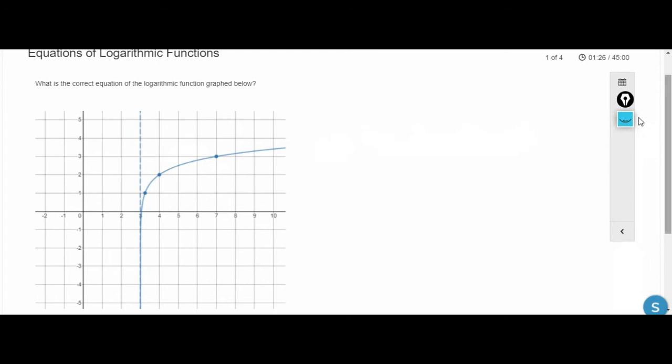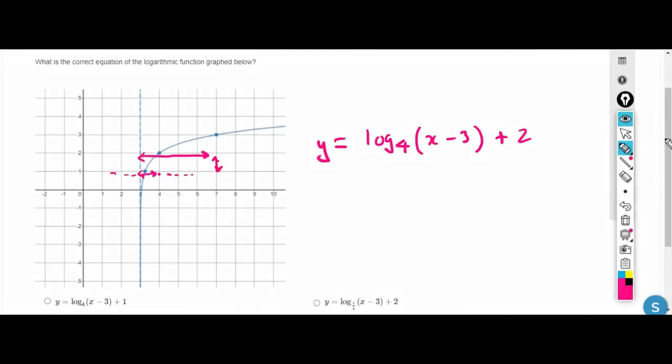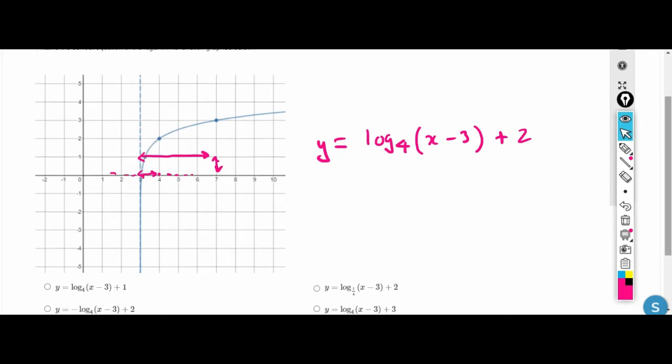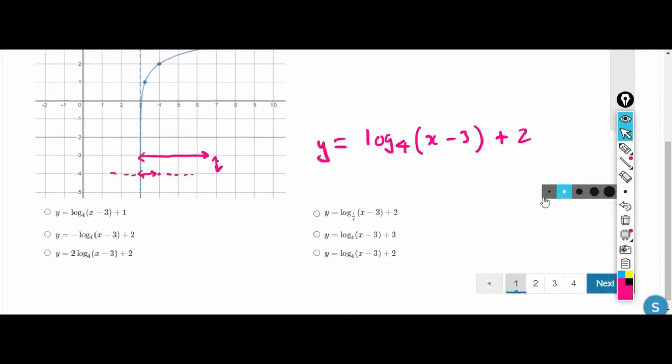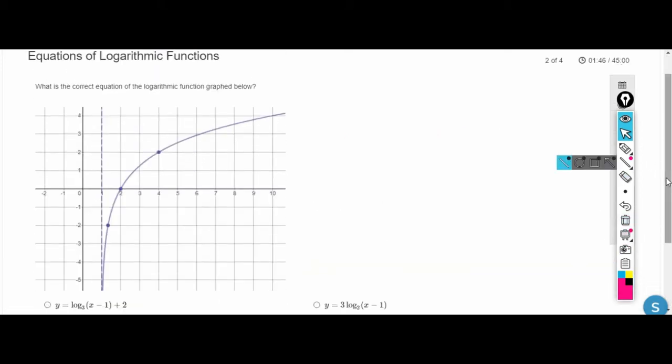We'll go down below here and try to find that equation, which is log base 4 of x minus 3 plus 2. There's a dizzying amount of possibilities here, but there's the first question down. So I will trash that and move on to number 2.